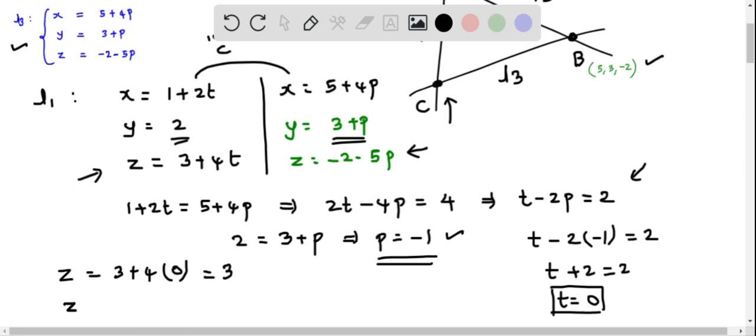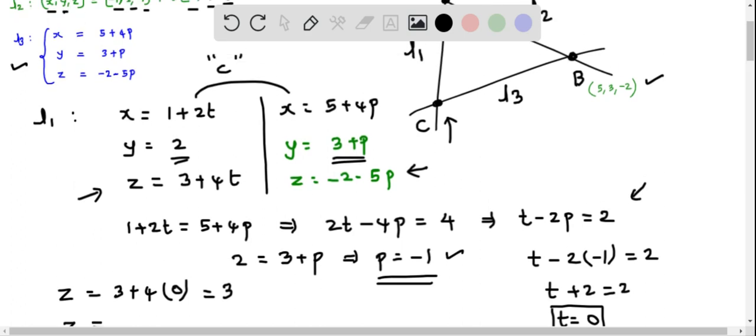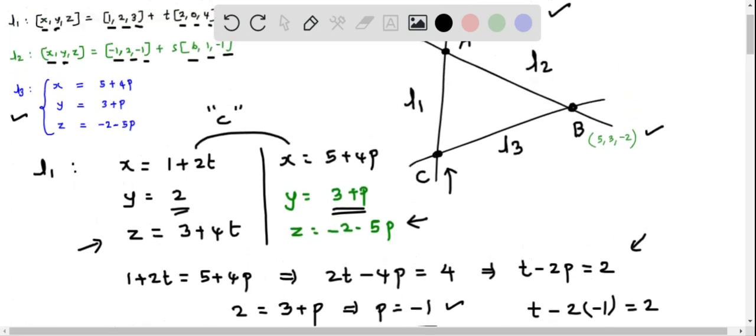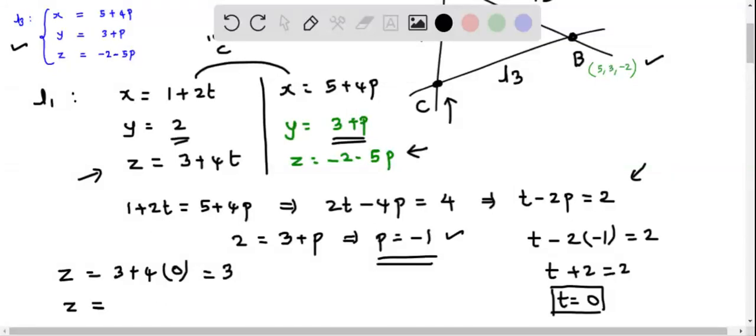And when I substitute p equals negative 1 in the z of line 3 equation, we get z equals negative 2 minus 5 times p, which is negative 1. So therefore this becomes minus 2 plus 5, and this gives 3. So these two values of z are consistent, which means the values of t and p are correct.